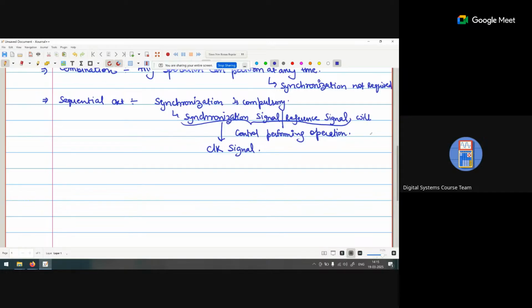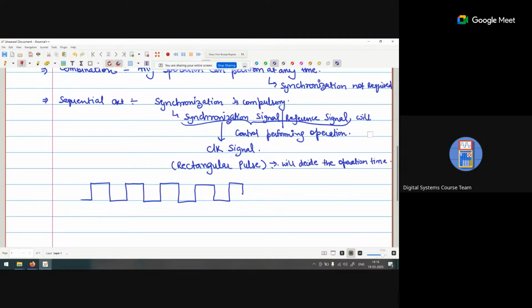A clock signal is nothing but a rectangular pulse, and that pulse will decide the operation time. If you are talking about the rectangular pulse, so this is my rectangular pulse.